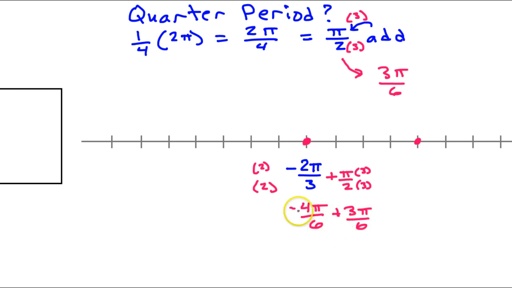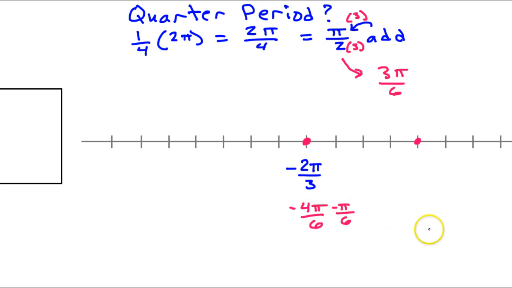Guess what that is? Well, negative 4 plus 3 is negative 1. So that means this next mark should be at negative 1 pi over 6. Can I erase this stuff now? Alright, so my next mark is going to be at negative 1 pi over 6, or simply negative pi over 6. That's this mark right here.